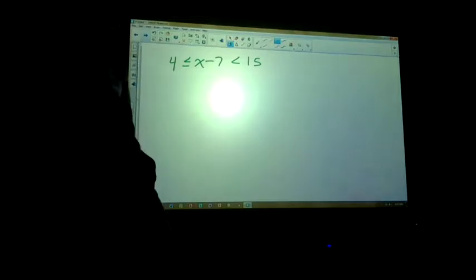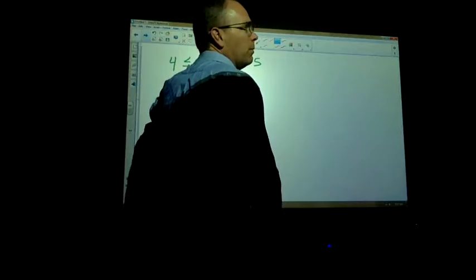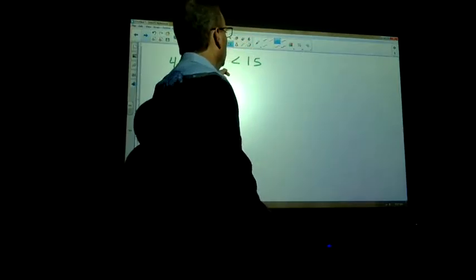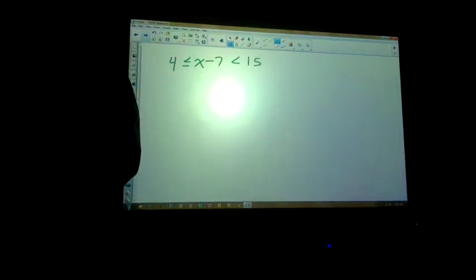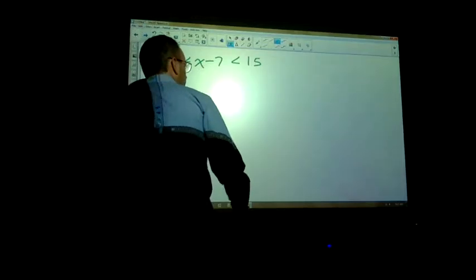One of them has the equal sign, so that probably would mean there's a square bracket as part of the answer. And this one doesn't have an equal sign, so it probably has a rounded bracket as part of the answer. Would that be an okay thing to say? Okay. So this is how we're going to work this problem.